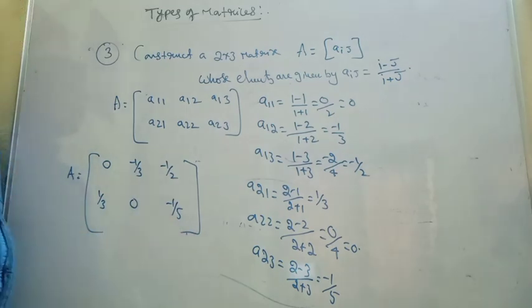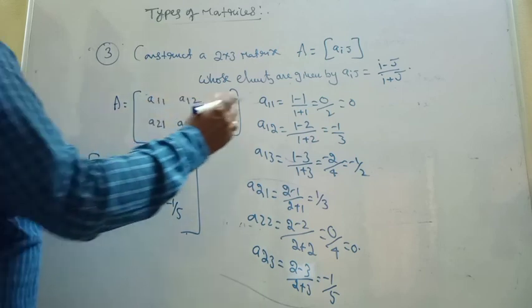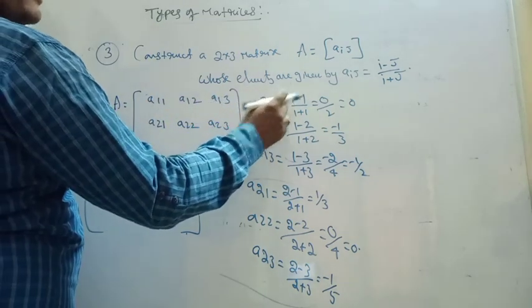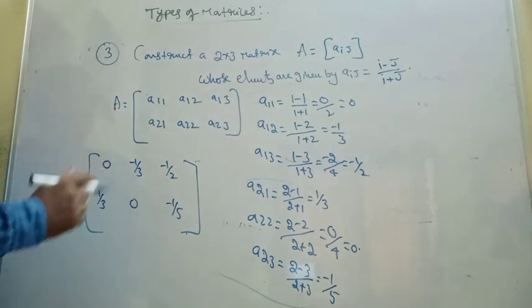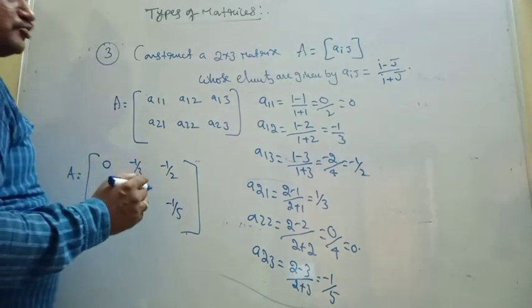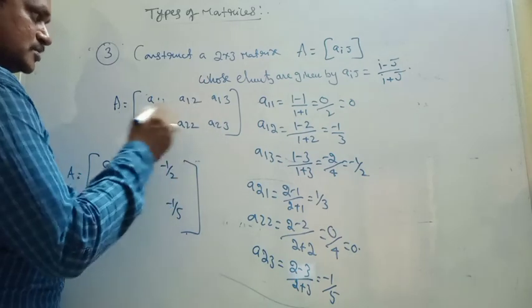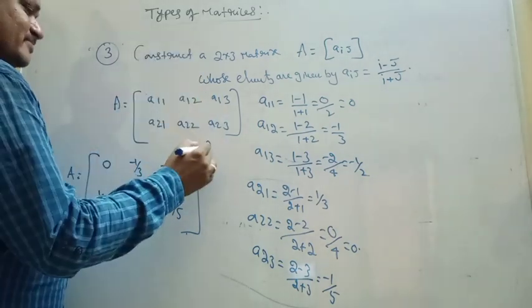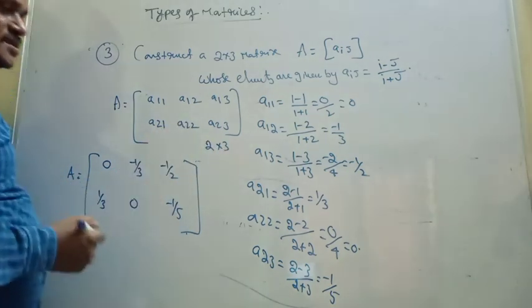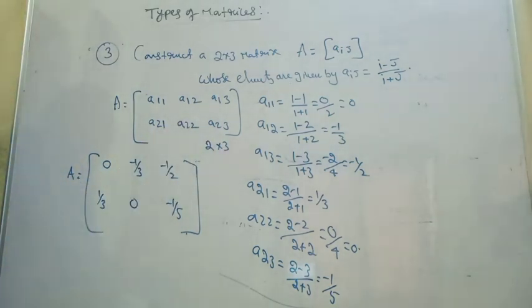In this beautiful way we have constructed it, we just have to follow the rule. Here the first one is i and the second one is j. In this way we will be calculating. And also one more thing: a 2 by 3 matrix means 2 horizontal rows and 3 vertical columns. That's why it is called a 2 by 3 matrix. Okay, my dear students, in this way we will be doing these beautiful problems.